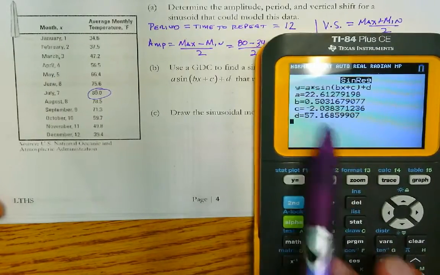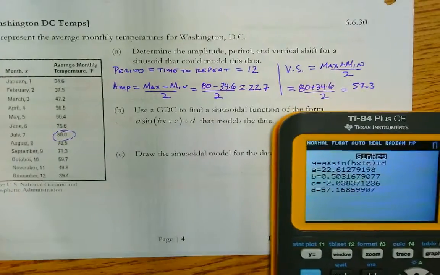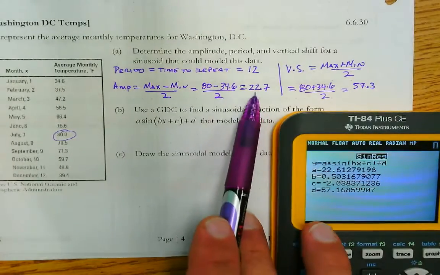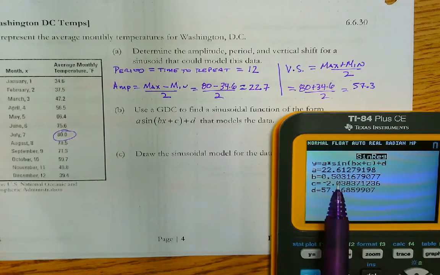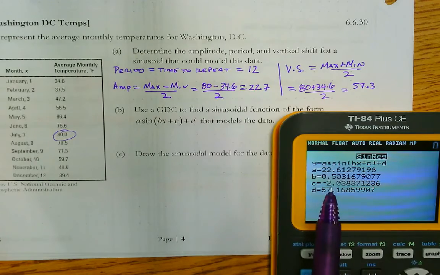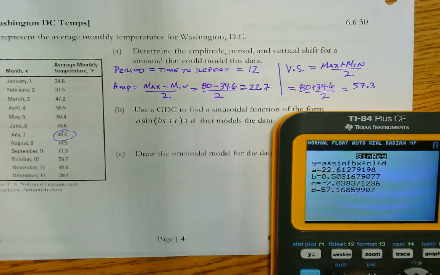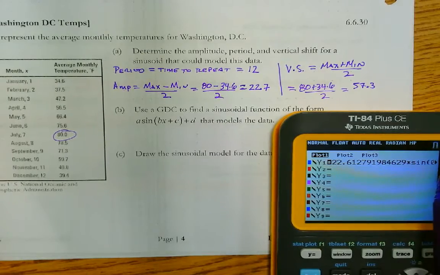Okay, so it's given me this equation. And notice that A is very close to 22.61. It's very close to what my equation was. B, 0.50, well, how do we get that number? We're going to check that out in a bit. C represents a phase shift. And then D, 57, that's very close to our number here. But what's important, if we go to y equals, guess what? Those numbers are in there already.